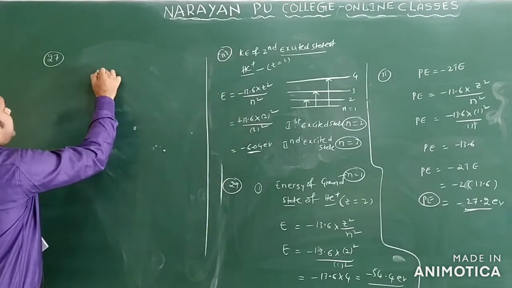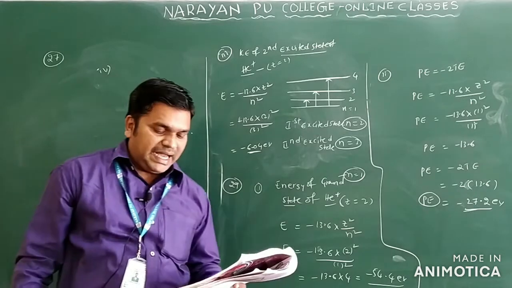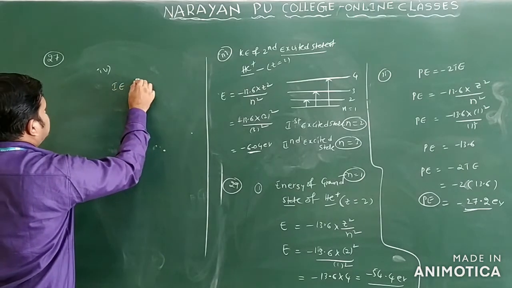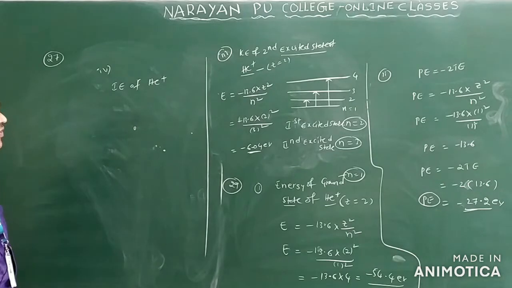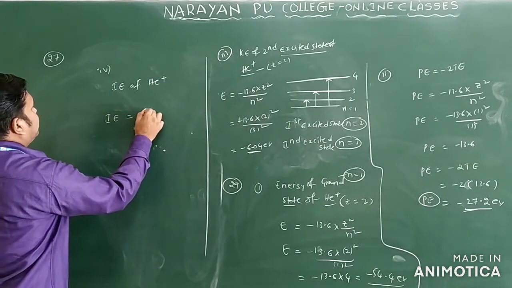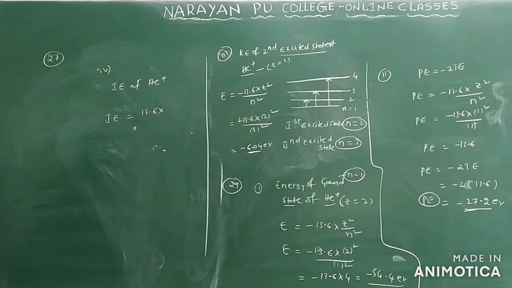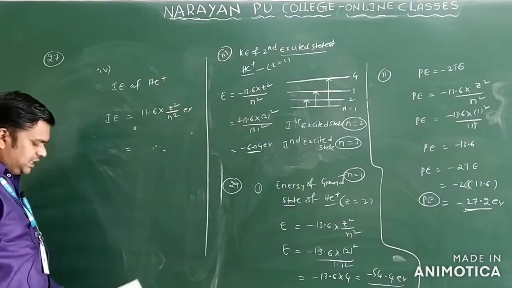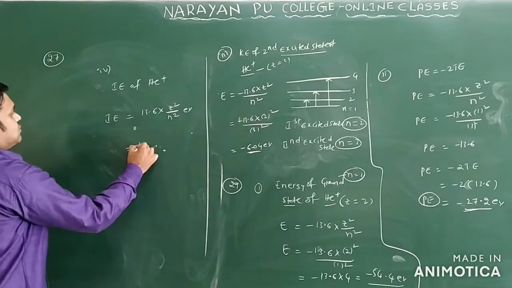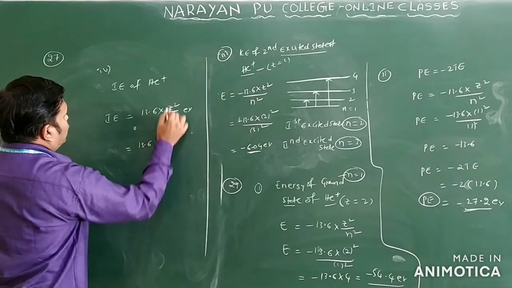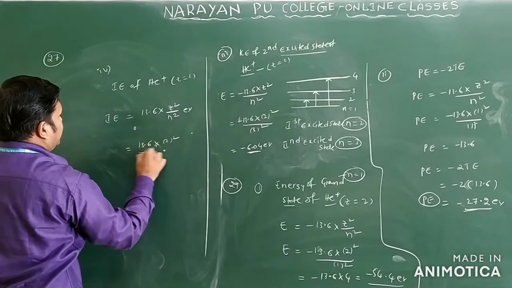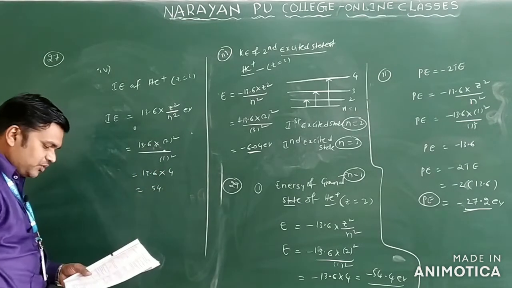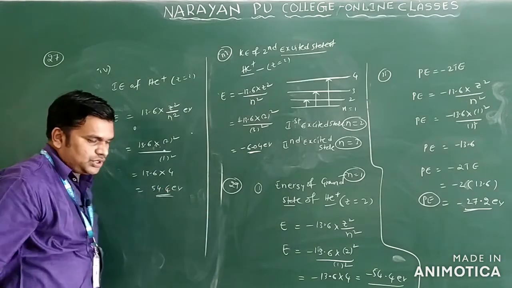Now we can see option 4 we have. What is option 4? Ionization potential of He plus, they are asking only. What is the formula we have? Ionization energy is equal to 13.6 into Z square by N square electron volts. Clear? Now they ask for which atom: He plus. So this is 13.6 into Z, where Z is equal to 2 only. This is 2 square by 1 square we have. So 13.6 into 4 gives 54.4 electron volts.